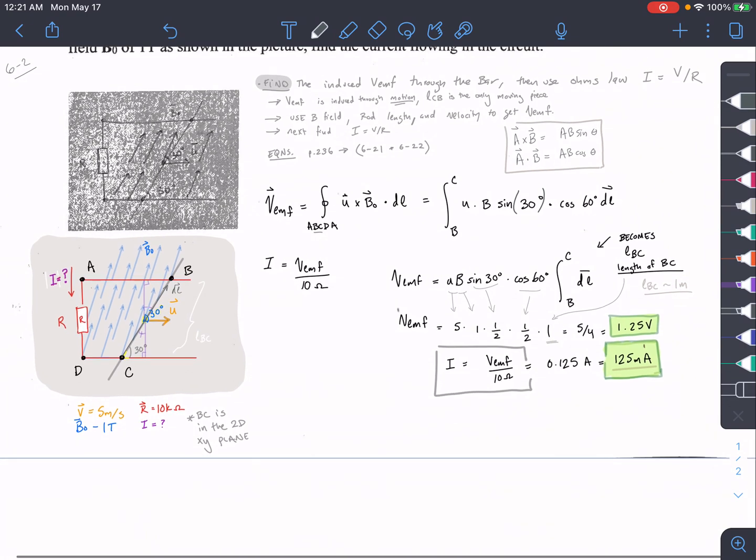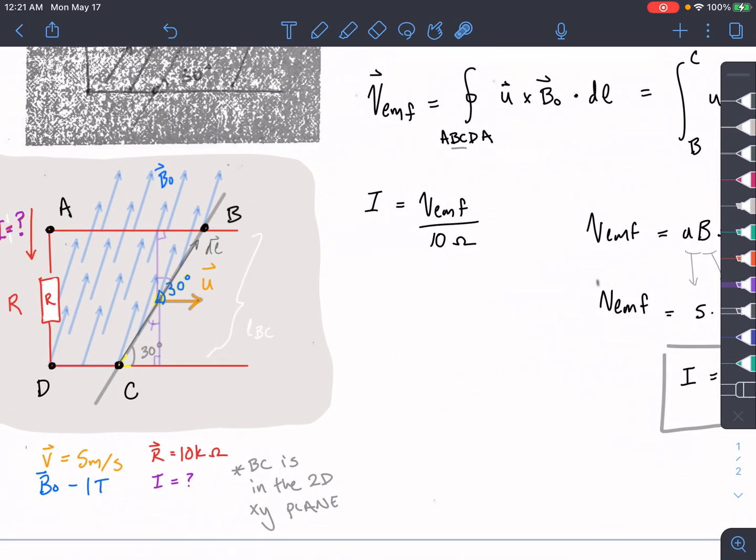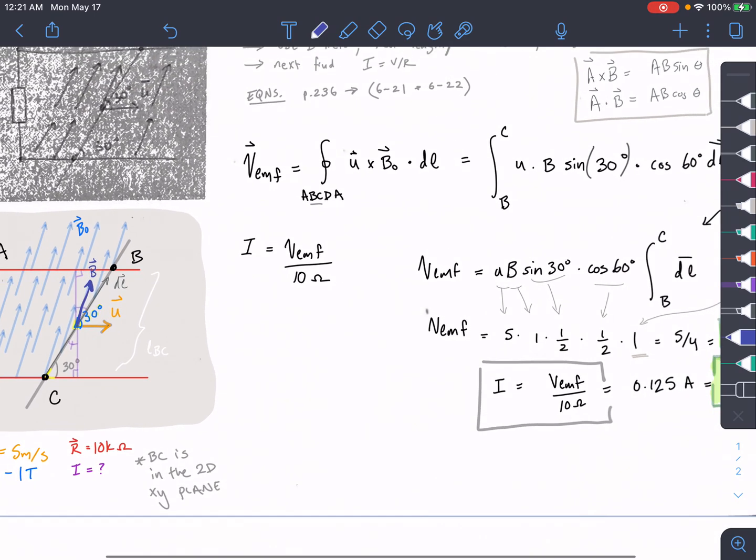Okay, so what do we need here? First off, we're going to do this cross product. If we have this velocity cross B, we're going to use our cross product rule here, right? And we have U multiplied by B times sine of 30. The angle between the B field, let me draw it a little bit darker here, and the velocity is 30 degrees. So that's why we end up with this velocity times B times sine of 30 degrees.